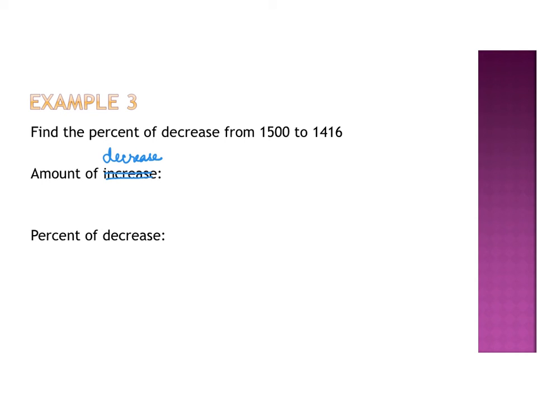For example 3, it says to find the percent of decrease from 1,500 to 1,416. The first thing we're going to do is find the amount of decrease. So I have 1,500 minus 1,416, and this is going to give us 84. Then I have to find my percent decrease. I'm going to take my difference, which was 84, and divide it by my original amount, and my original amount was 1,500.